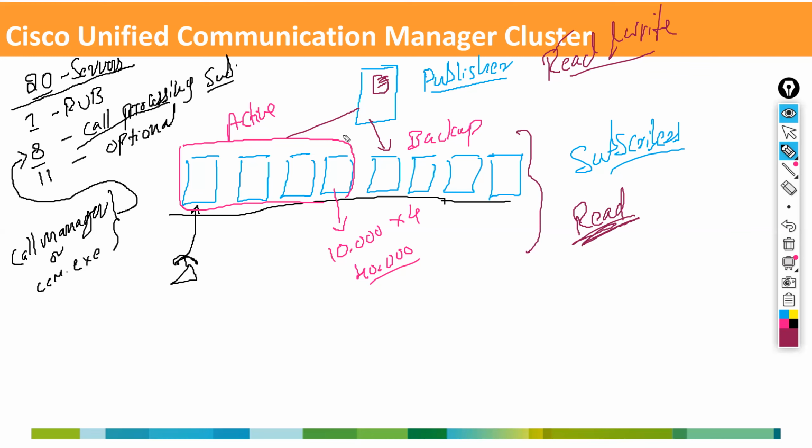Any server, not only active and backup, the other remaining 11 also, you have only read access on any server you take. Write access we have only on the publisher, and all the configuration will be done on the publisher, and automatically it will be replicated to the subscribers.